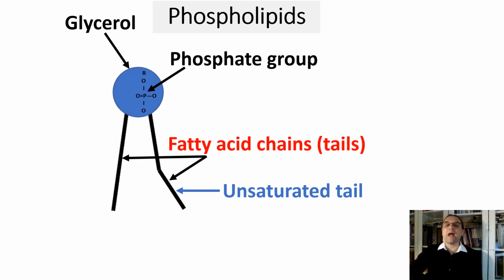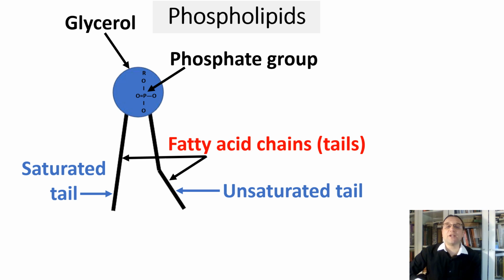One tail usually has one or more double bonds. That is, it is unsaturated. Remember from lecture 9, double bonds form a kink in a molecule, and you see this here in this diagram. While the other tail does not have a double bond in its chain, and therefore it is a straight tail. We call such lipids saturated. What are they saturated with? You're correct if you say with hydrogen. The tail is saturated with hydrogen.